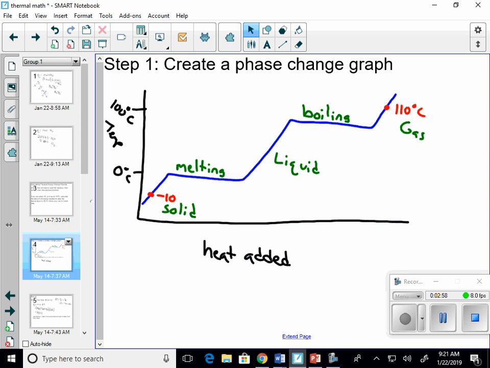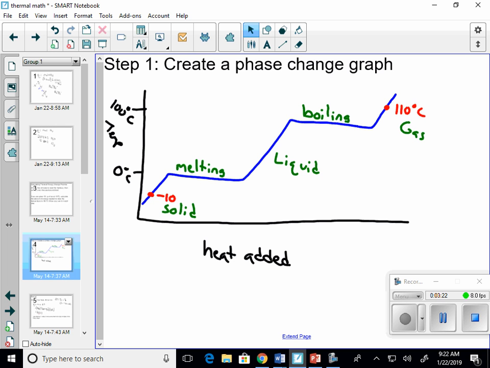The reason why I want to include this when I do my calculation. The number one mistake students make when they do a thermal math calculation is they treat it as a one-step problem. They do Q equals MC delta T. Remember, delta T is the change in temperature. And they just say the change in temperature is 120 degrees Celsius.